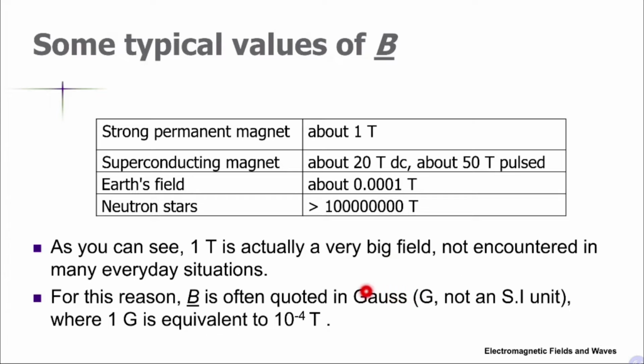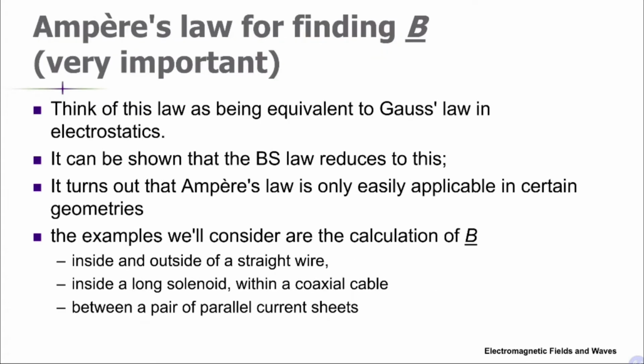Sometimes the magnetic flux density is also given in a unit called Gauss, and the relationship of Gauss to Tesla is 1 Gauss equals 10 to the power minus 4 Tesla. So 1 Gauss is roughly the magnetic flux density of the Earth's field. Okay, so that is an example from the Biot-Savart law that we looked at last week.